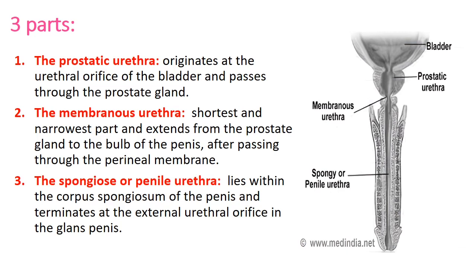Now, the third one is the spongy or penile urethra. It lies within the corpus spongiosum of the penis and terminates at the external urethral orifice in the glans penis. It almost entirely lies in the penis. So, three parts of the urethra: prostatic, membranous and penile.